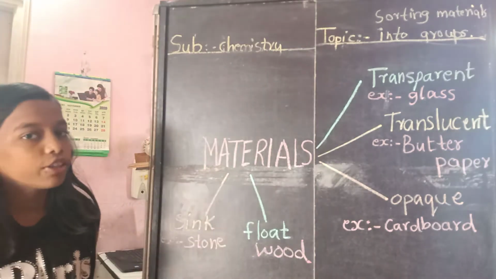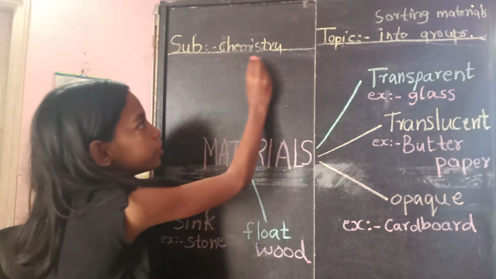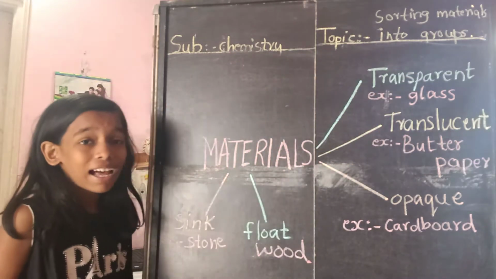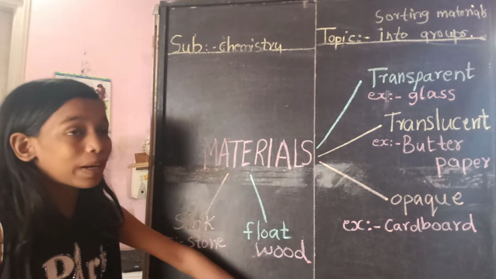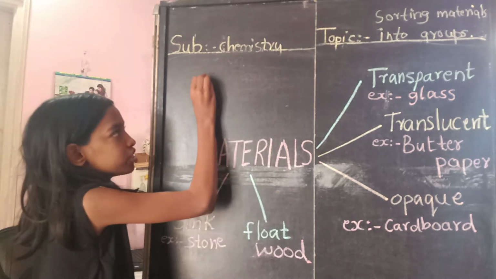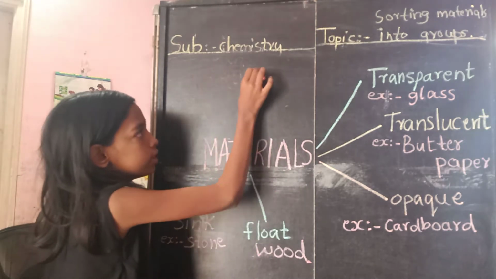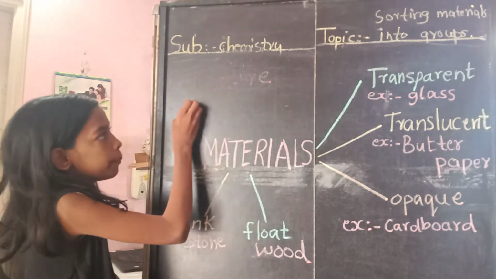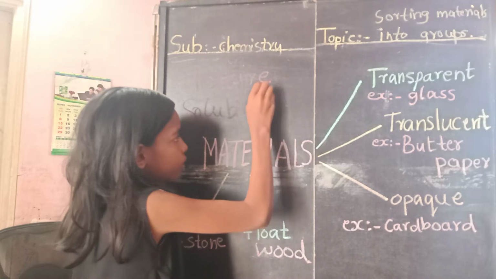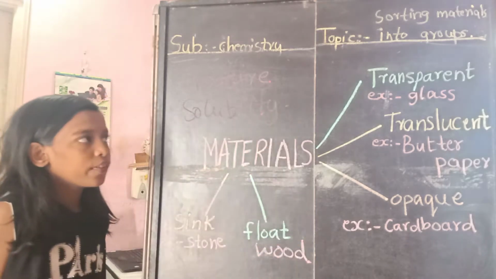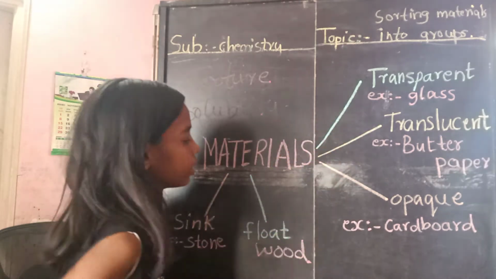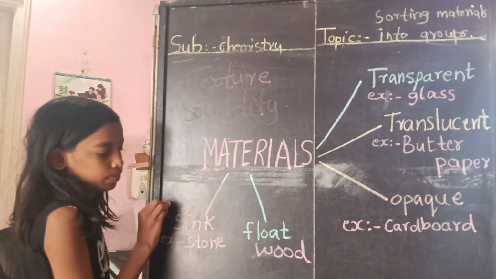So today we are going to discuss the subject chemistry, and the topic is sorting materials into groups. In the last class, which was the sorting materials into groups part 1 video, we discussed the materials based on their texture and the materials based on their solubility. Today we are going to discuss the materials based on their transparency and the materials based on water.